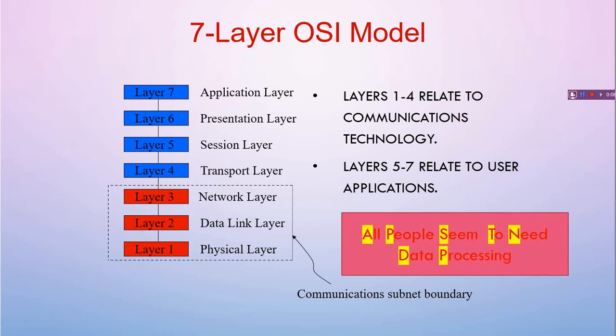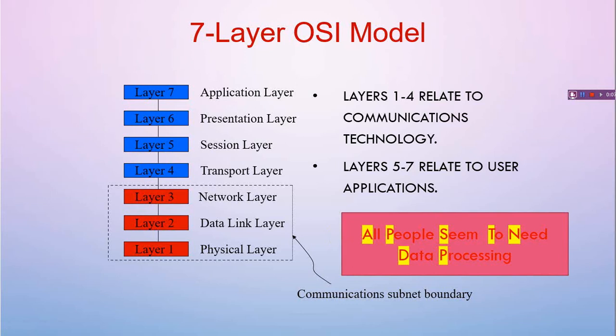To remember the layers' names, you may remember the statement: All People Seem To Need Data Processing. The A of All indicates the application layer, P the presentation layer, S the session layer, T the transport layer, N the network layer, D the data link layer, and P the physical layer.